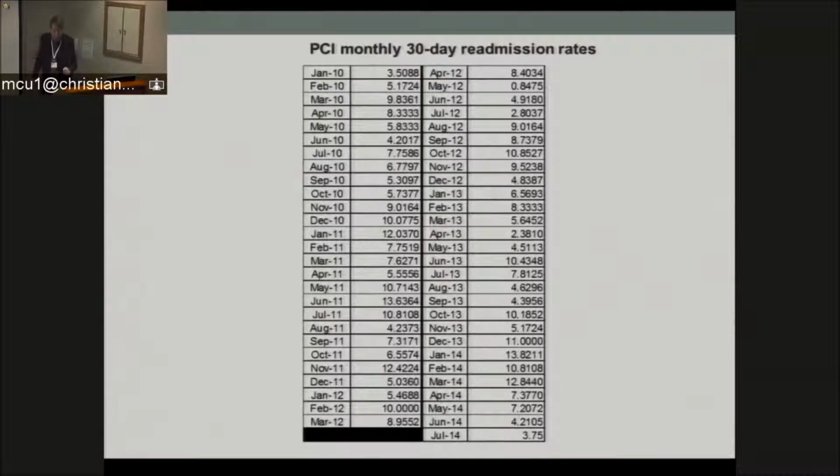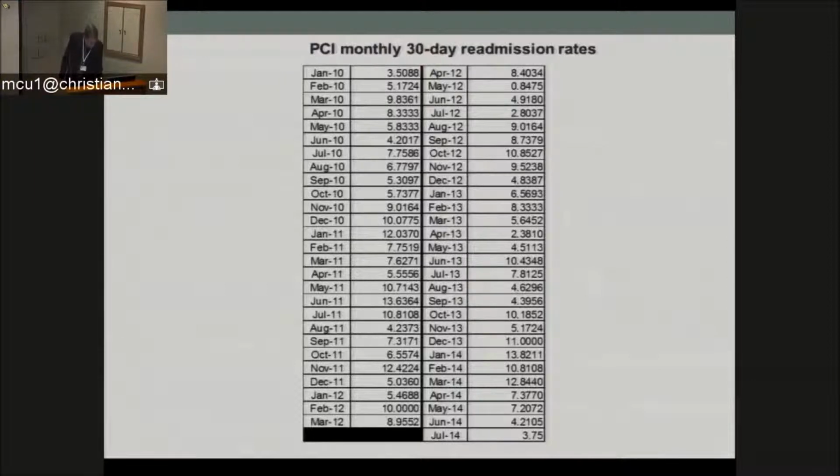And so that's a percentage? Each of those? That's a number. That's an average number. Oh no, right, okay. Yes, it's a percent. I'm sorry, it's not a number, it's a percent. So in January 2010, there is a 3.5% readmission? Yes, according to Christiana data.